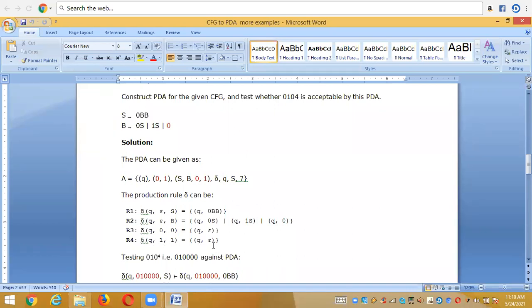If you pop these two, then it becomes epsilon. So these are the transition rules designed from the given grammar, right? Up to this it was completed, but you need to check it. You need to test whether the input string is acceptable or not.